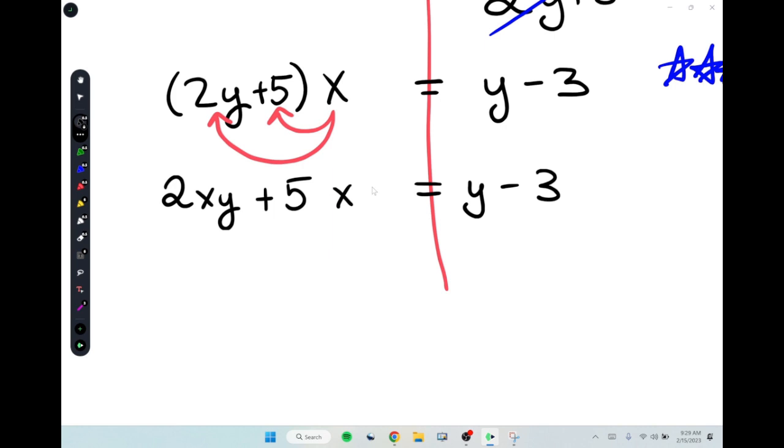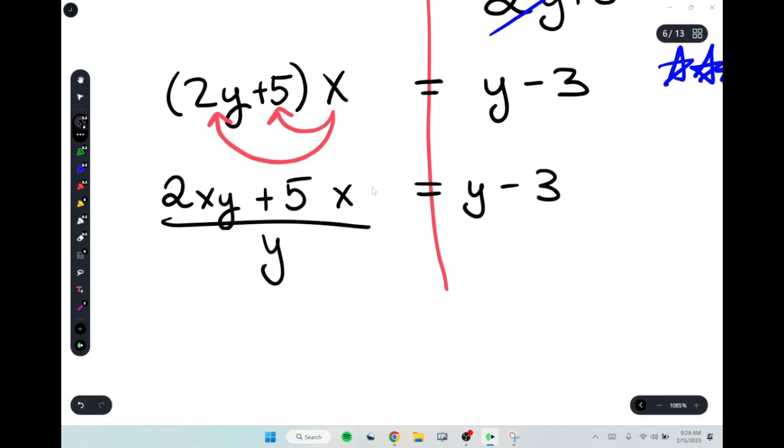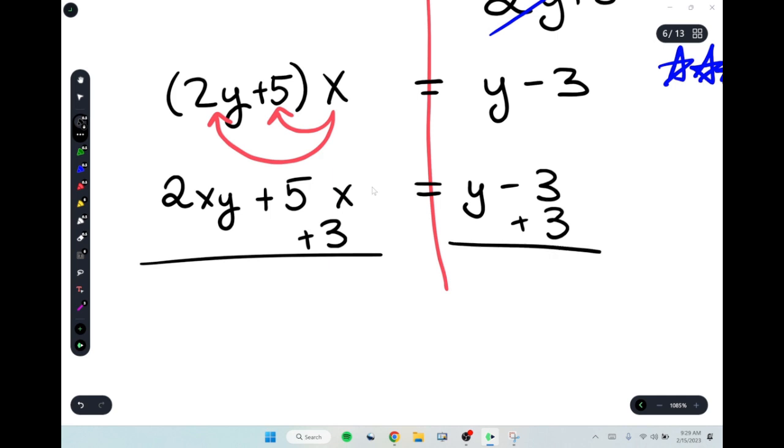Divide by y? Hang on. We just worked so hard to get rid of a fraction, and you're trying to get a fraction back in here? Why would we? Add 3 to both sides? No, add y. Subtract 1. You can. All of these are good answers. You're allowed to do any of these, and you'll get to the same spot.